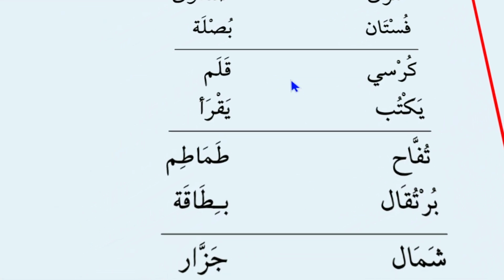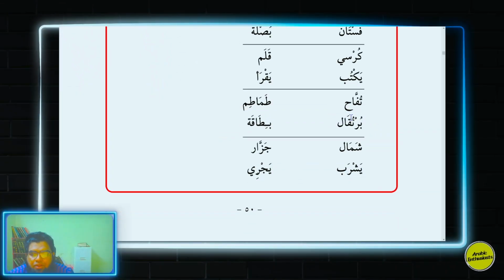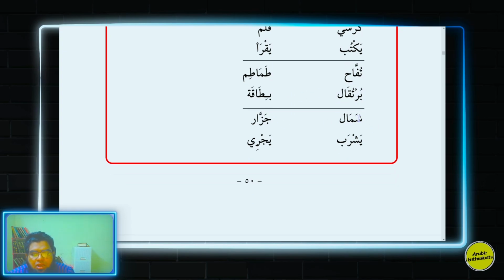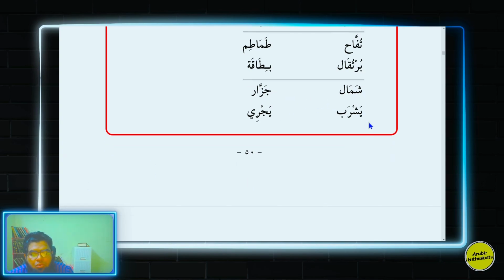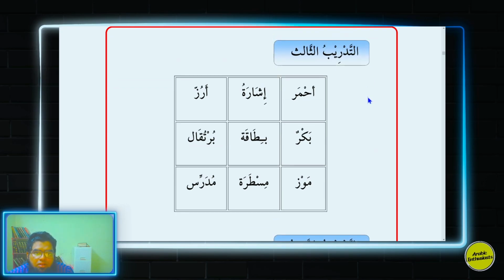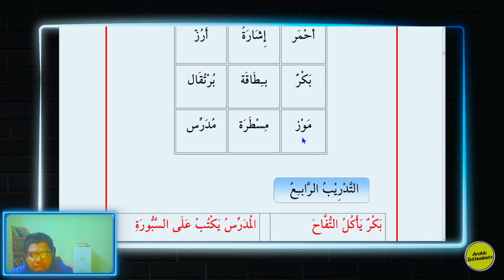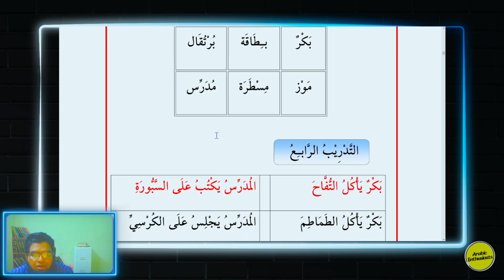Kursi is chair, qalam, pen, yaktubu, he writes, yaqra'u, he reads, tufah, apple, tamatim, tomatoes, burtuqal, orange, bitaqa, card, shamal was north, jazzar, the butcher, yashrabu, he drinks, yajri, he runs. Okay, third exercise, just color, just reading maybe. Ahmar, red, ishara, sign, aruz, rice or uruz also. Bakrun is a name, bitaqa, card, burtuqal, orange, mouse, bananas, mistaratun, scale, mudarris, teacher.